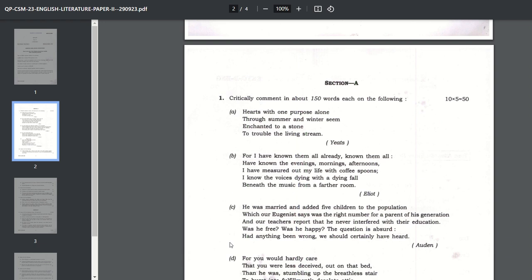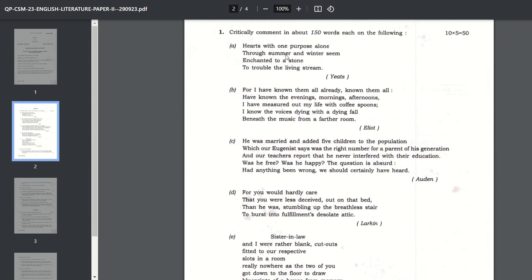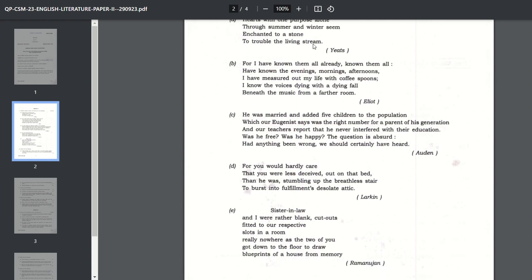These questions are asked from the poems mentioned in the syllabus, section A of paper 2. The lines are taken from the poems, and you have to analyze these lines and write what you interpret from them in the answer. We'll be discussing in detail how to attempt these poems and these references to context. This is an important part.